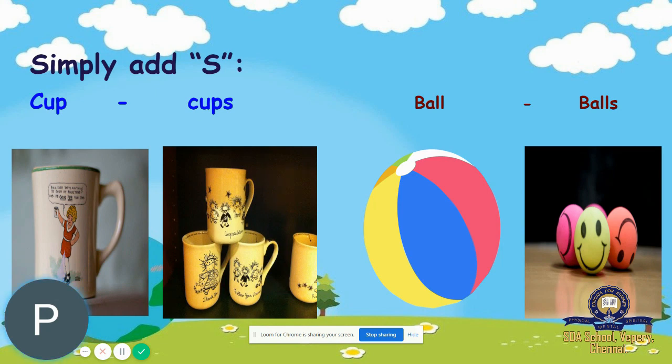Now we are going to learn how to add s. In the first image, we have a cup. When we say a cup, it is a singular. In the next, you can see more than two. So, if we have more than two, then it has to be pronounced as cups. In the next image, you can see a ball. When we say a ball, it is a singular. In the next, you can see more than two. So, if we have more than two, then it has to be pronounced as balls.